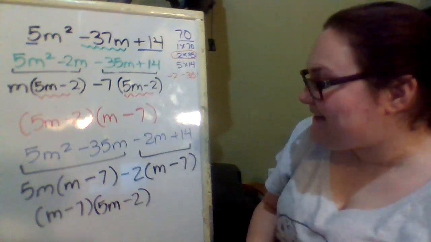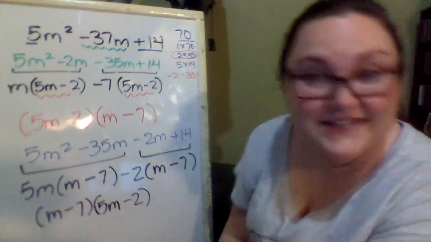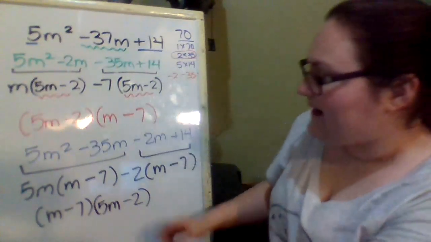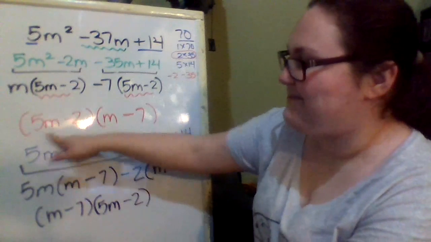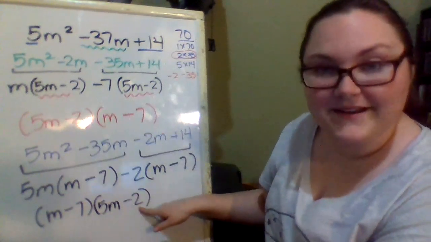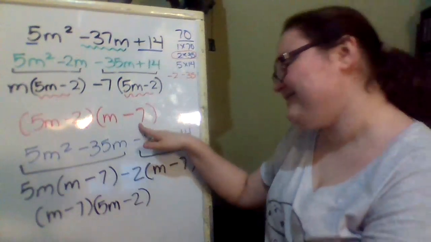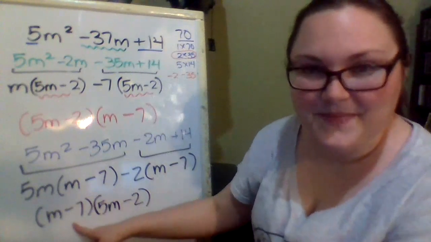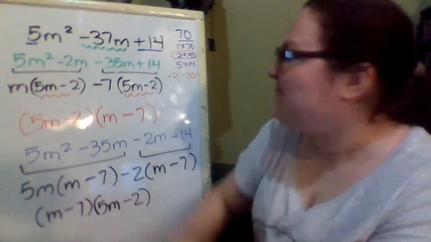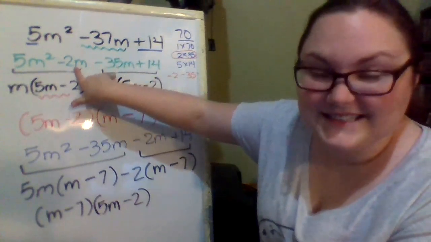Now, looking at this at first glance, you might think it looks different. It's a different answer. But actually, notice we've got 5m minus 2, 5m minus 2. We've got m minus 7, m minus 7. So what does this mean? It means the order you put these in doesn't matter.